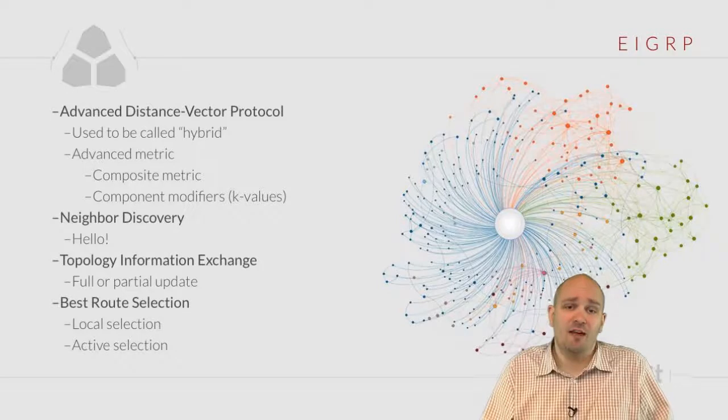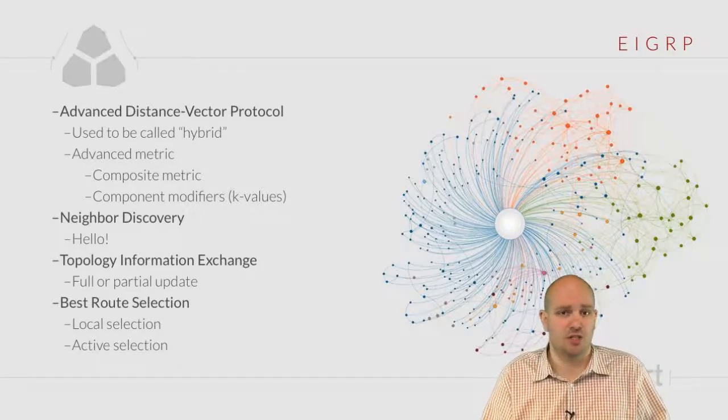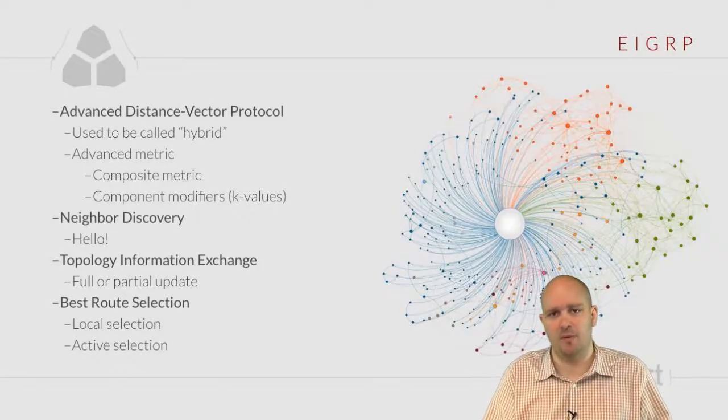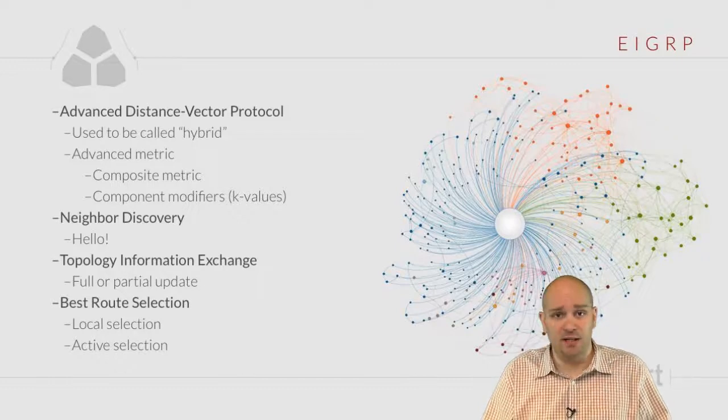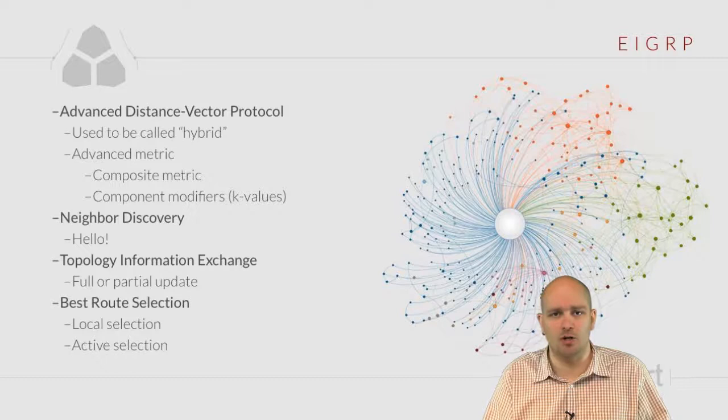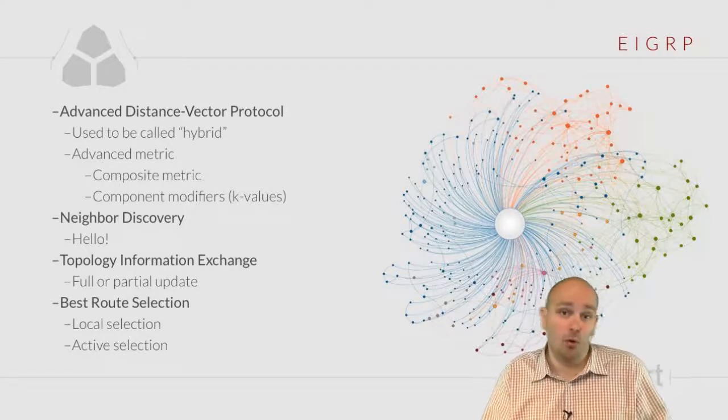Then we can have the topology information exchange or the routing information exchange. In EIGRP, this could be a full route exchange. It means that one neighbor is sending to the other neighbor its full routing table, or a partial.